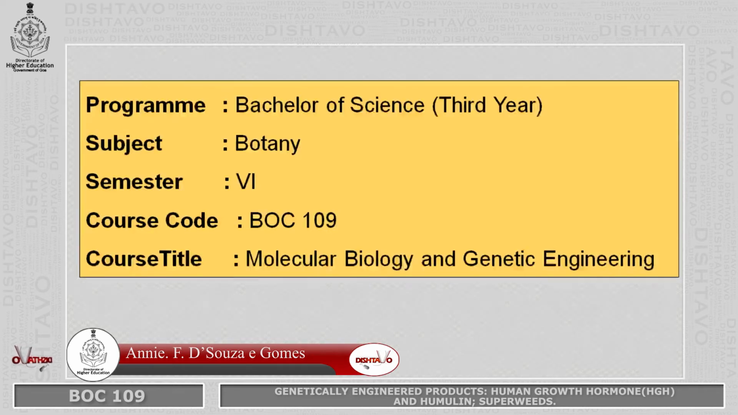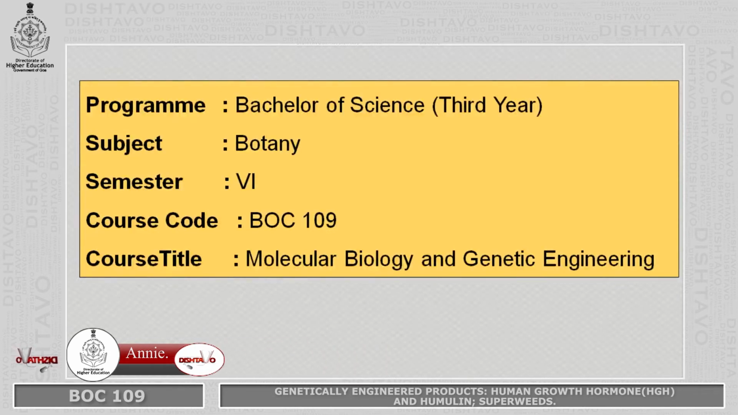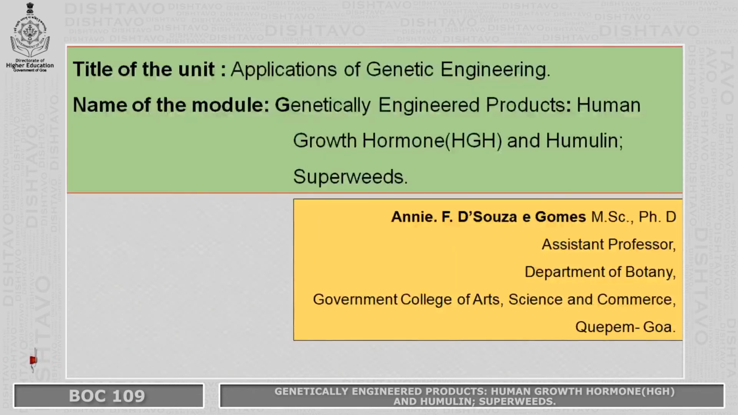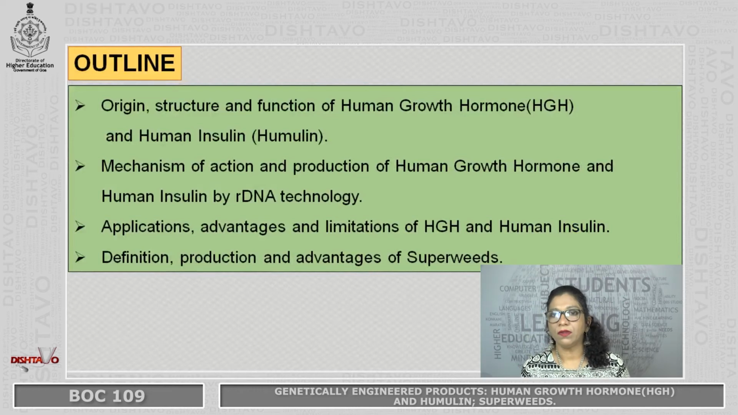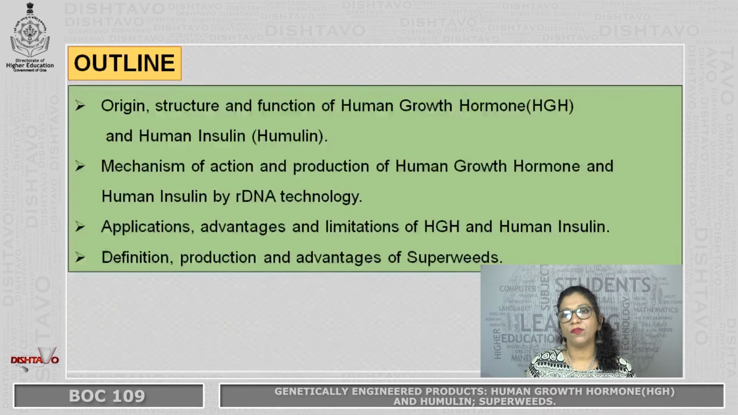I'm dealing with the paper Molecular Biology and Genetic Engineering. The name of my unit is Applications of Genetic Engineering, and the name of the module is Genetically Engineered Products, Human Growth Hormone, and Humulin, that is human insulin, and superweeds. In the outline, you will see the origin, structure, and function of human growth hormone and human insulin, mechanism of action and production of human growth hormone and human insulin by recombinant DNA technology, applications, advantages, and limitations of human growth hormone and human insulin, definition, production, and advantages of superweeds.